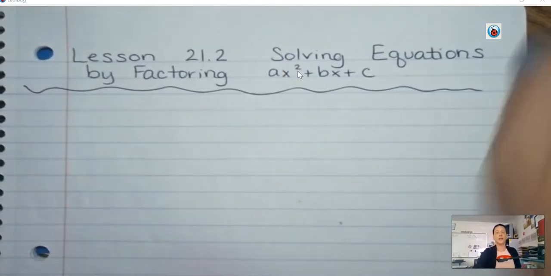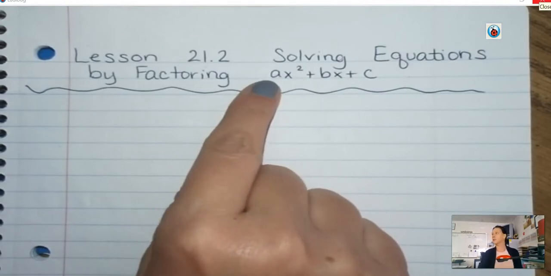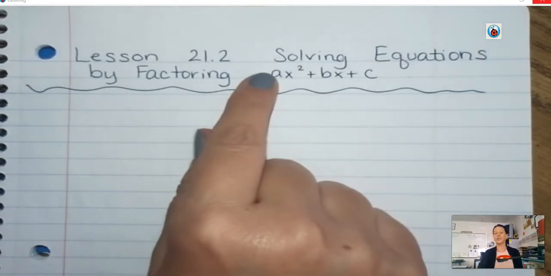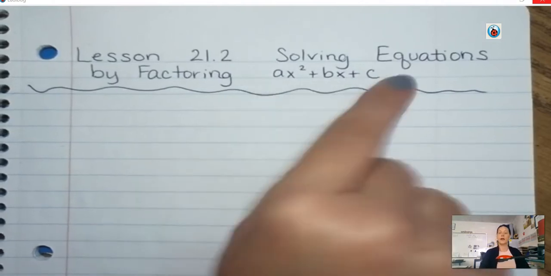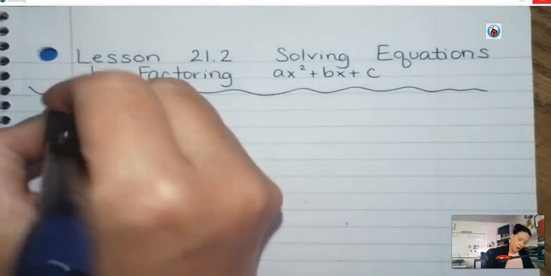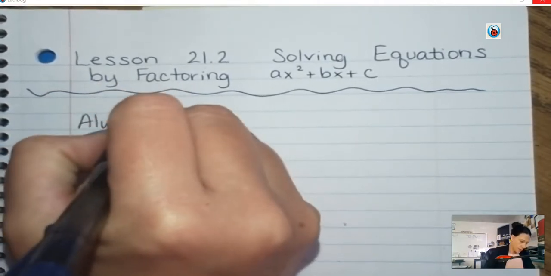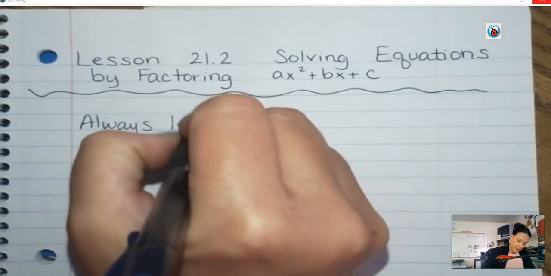Today's lesson is solving and factoring the equations, but this time we're going to have an a value. When we did this last week, there was just a 1 there. Today's questions will have a number in for a. So the first thing you always want to do is look for a greatest common factor.